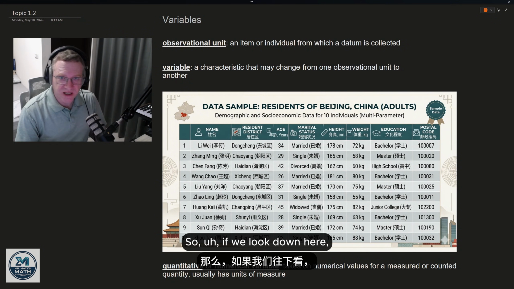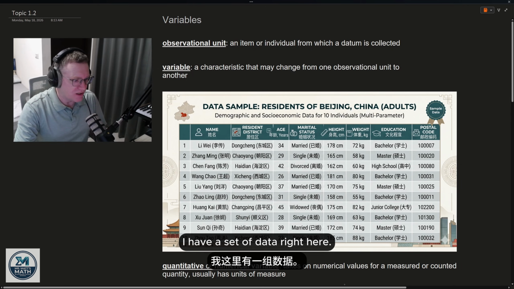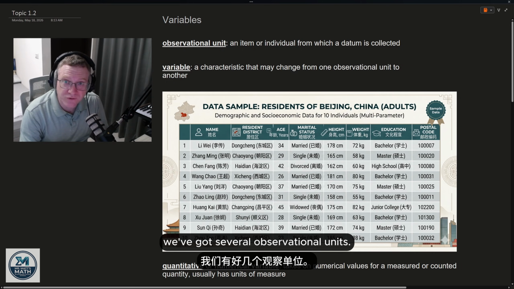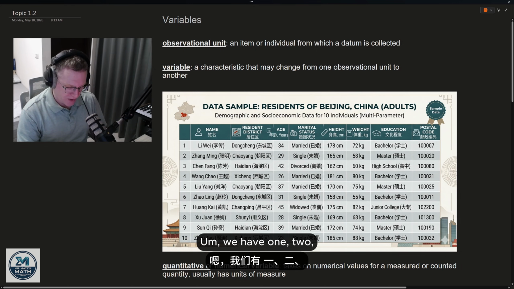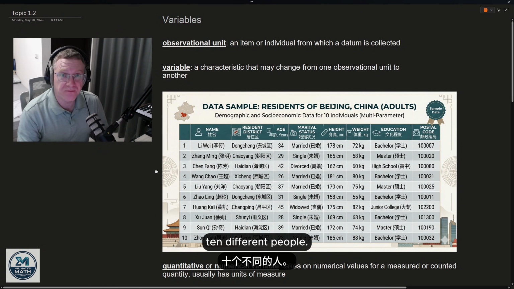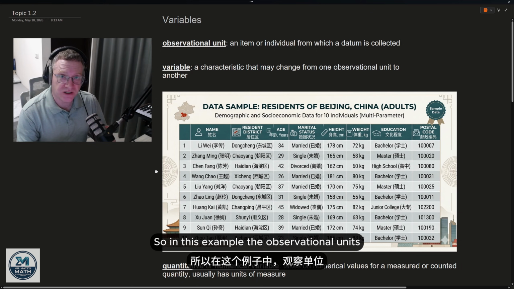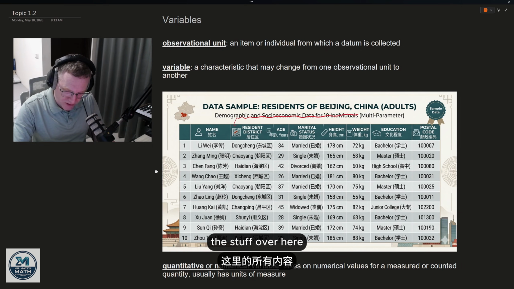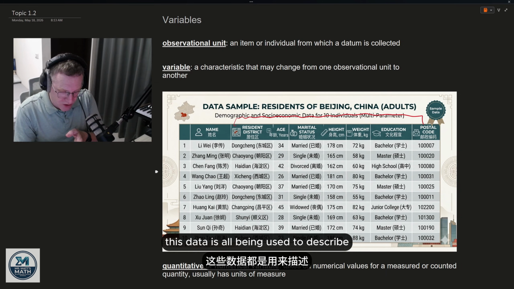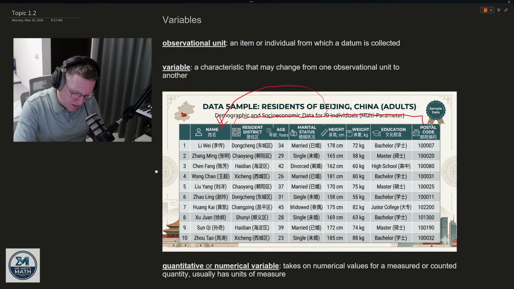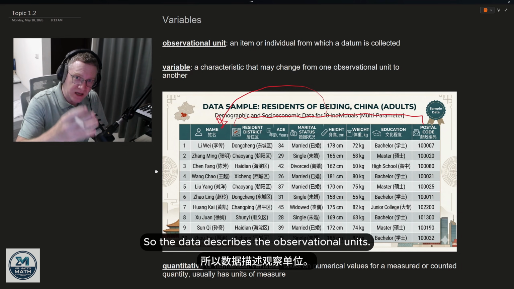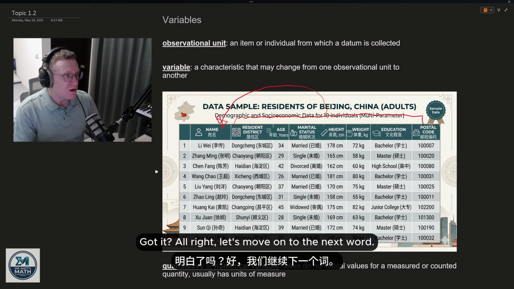So if we look down here, I have a set of data right here. And in this set of data that we have here, we've got several observational units. We have 1, 2, 3, 4, 5, 6, 7, 8, 9, 10 different people. So in this example, the observational units are people. And this data over here, the stuff over here, this data is all being used to describe these observational units over here. All right, so the data describes the observational units. Got it? All right, let's move on to the next word.